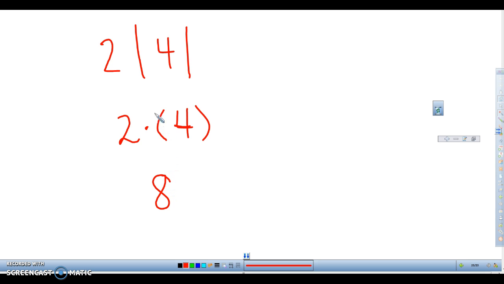Okay? Just to be clear, this dot does mean multiplication. Sometimes when we're getting into algebra, x is a variable, so I'm not going to use an x for multiplication. Most of the time you'll see it as a dot, or if there's no symbol there, it can also be multiplication. Try this example on your own.